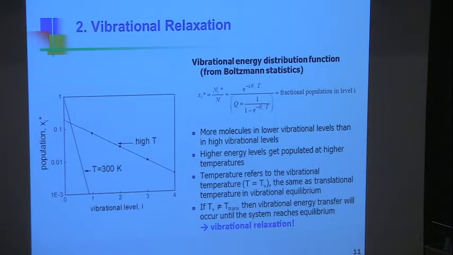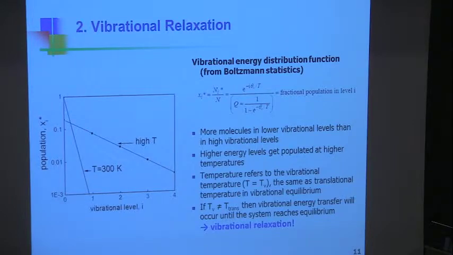Now, if you are at, say, room temperature, 300 degrees, and I show the population as a function of the vibrational level i, at 300 degrees, essentially everything is in i equals 0. But if I go to high temperatures, there's some population in 1, 2, 3. And the higher the T, the more this thing spreads out. But by the way, as long as temperature is positive, there's always fewer molecules in the next level up. That's like the very definition of positive temperature.